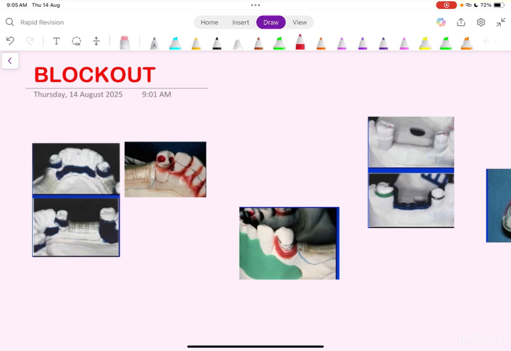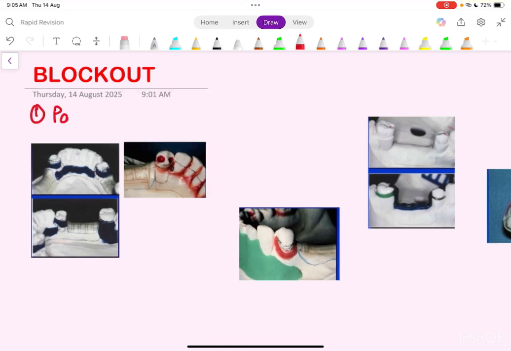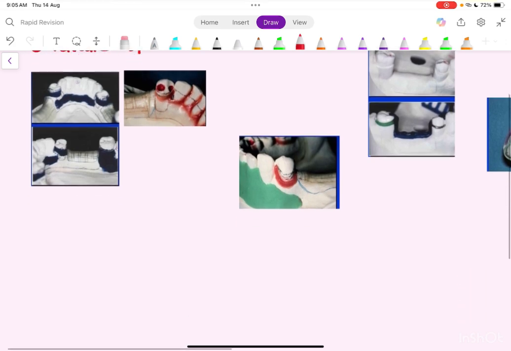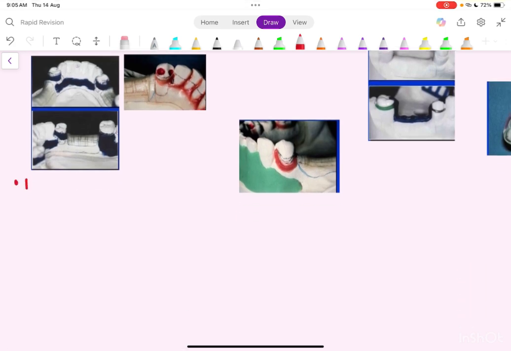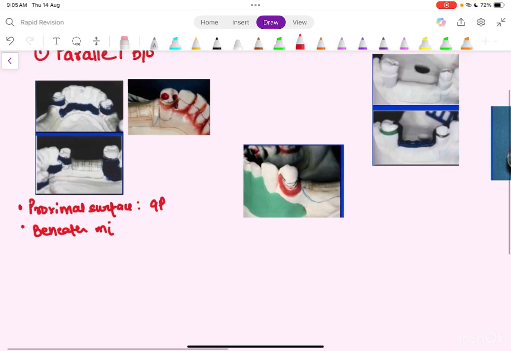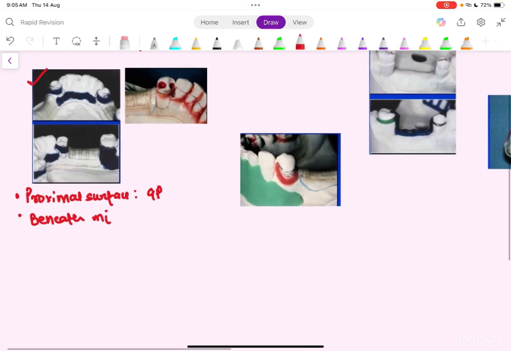So first of all, you have to know that there are four types. First, we'll discuss the first one, which is parallel blockout. Now for parallel blockout, you have to remember P. So P for parallel, P for proximal surfaces, guiding plane. All right. Then second is where the minor connector will be. So beneath the minor connector. Now look at the photograph. So this one, right?